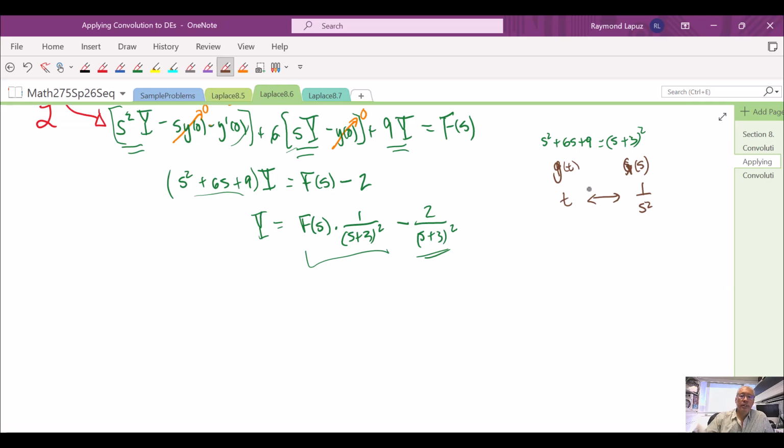And now there is this thing over here which looks like it's a shift. And remember what the shift was? A shift in the s world means that there is an exponential happening in the t world. So it's t, and then there's some exponential with the opposite sign, e to the 3t, and that will change your s into the s plus 3 in here. Okay, so they call this the first shifting theorem.